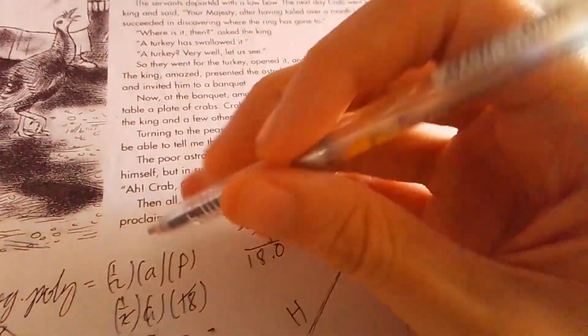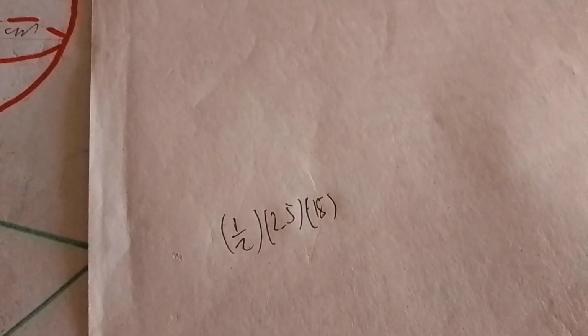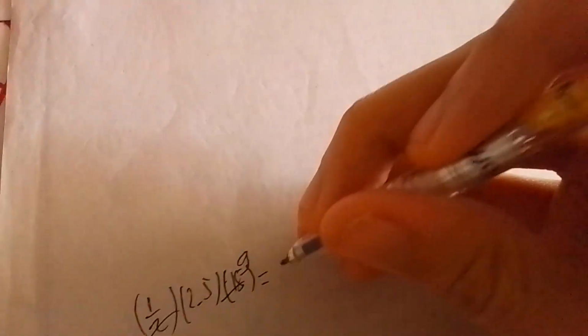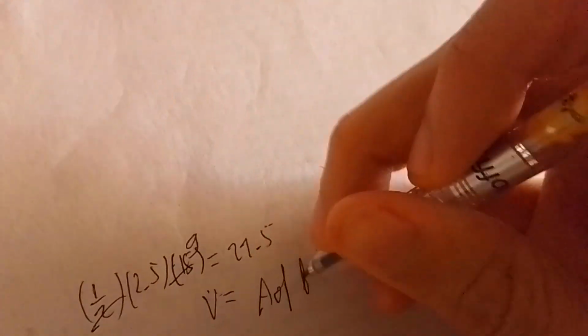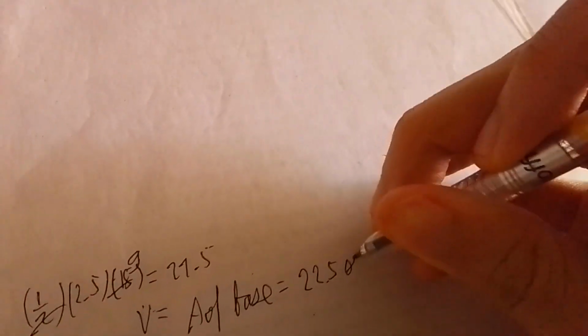Now let's get the area of the base. So we have area 1/2. I'll write on the back na lang. So there we have 1/2 times 2.5 times the perimeter of 18. Of course, 1/2 and 18 cancel. And then 2.5 times 9. That's supposed to be 22.5 na lang. So therefore, the area of base is 22.5 square cm. Very good.